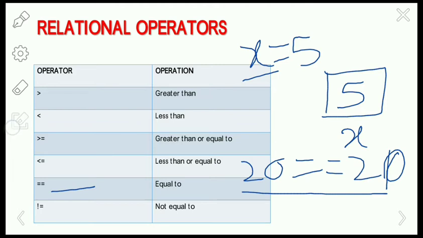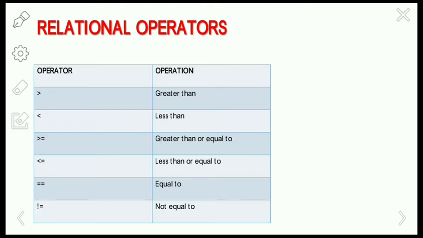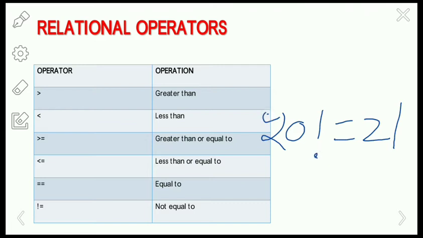So now the last one is the not equals. Suppose I'm taking 20 not equals 21, right? So 20 not equals 21 is true, right? 20 is not equal to 21, so which is true. Okay, so this is about the relational operators.